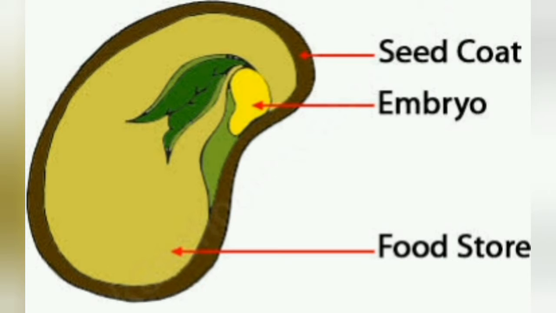These seeds have a thick outer covering which protects the seed when it is small, and it is called the seed coat. Inside the seed, there is an embryo or a baby plant. There is a hole on the seed coat from where the water enters the seed.